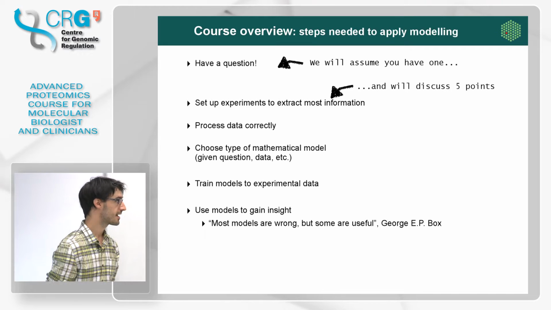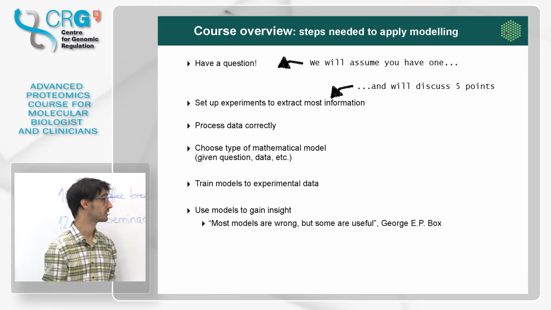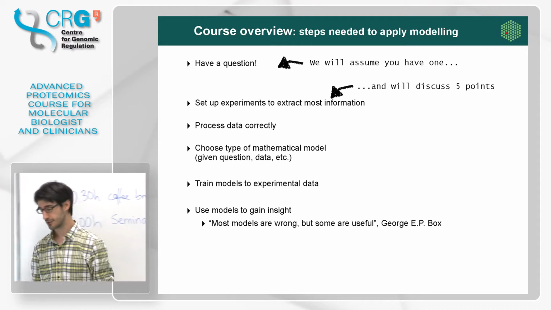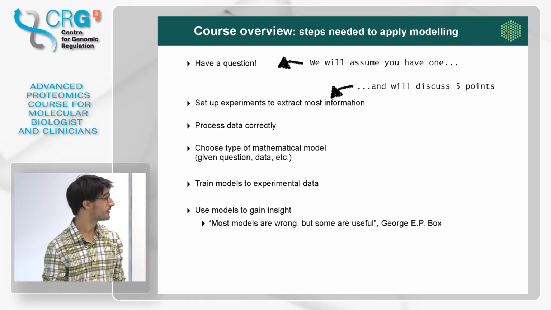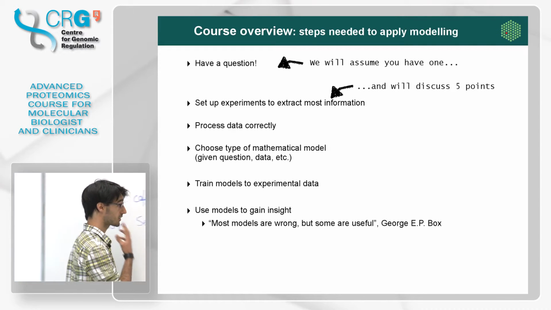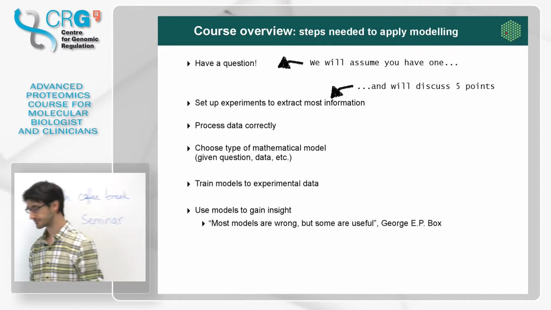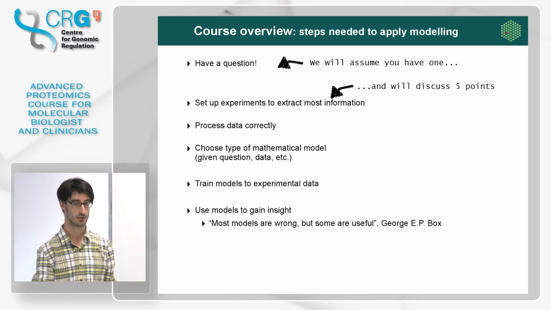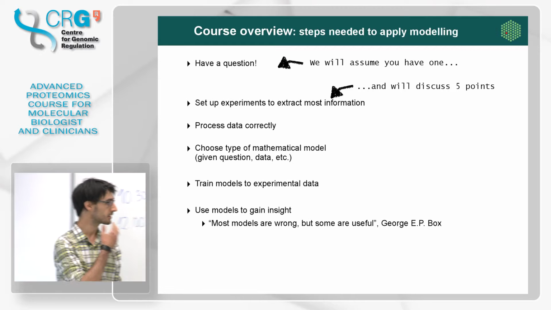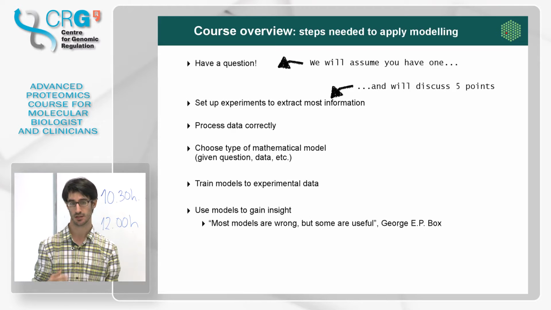So the first step to use modeling to try to understand your experiments is actually to have a question behind, of course. Then once you have a question, the next step would be that it's crucial to set up the experiments in a way that you will extract the most information. Next step is to process data correctly. As you know, this is something that you have been seeing in the past few days during the course. For example, you have worked with fold changes and some types of normalization.